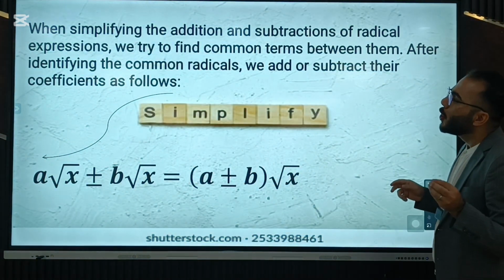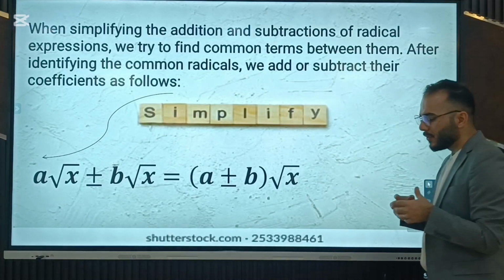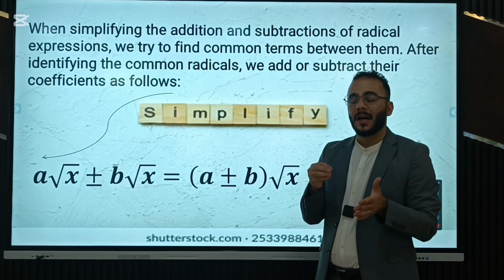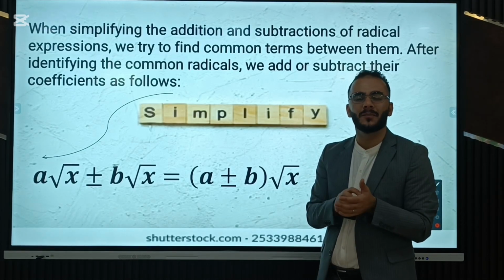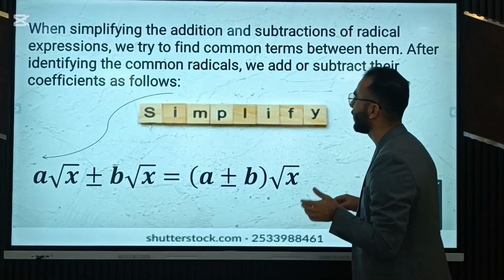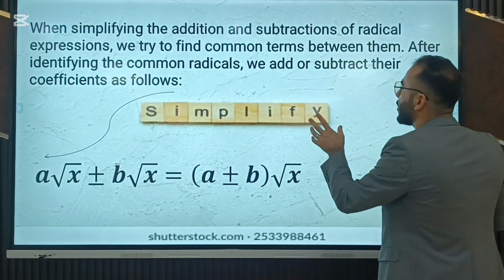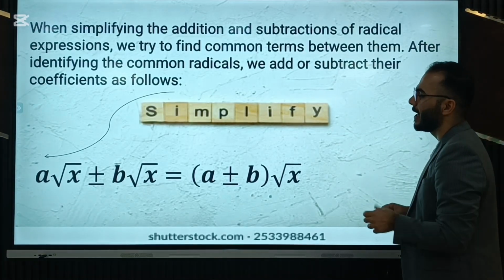And finally, when we are simplifying the addition and subtraction of radical expressions, we try to find common terms between them. So when we are going to simplify addition and subtraction of radicals, our point is we have to find common terms in case if it exists. Okay. After identifying the common radicals, we add or subtract their coefficient as follows.